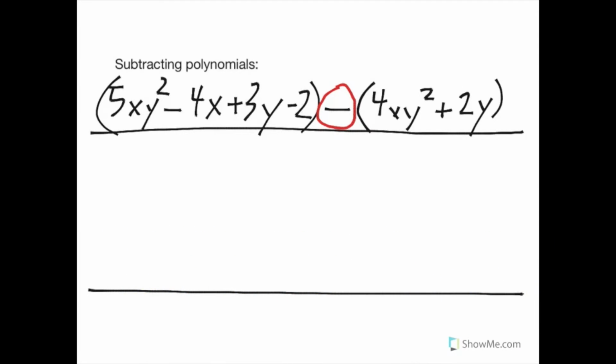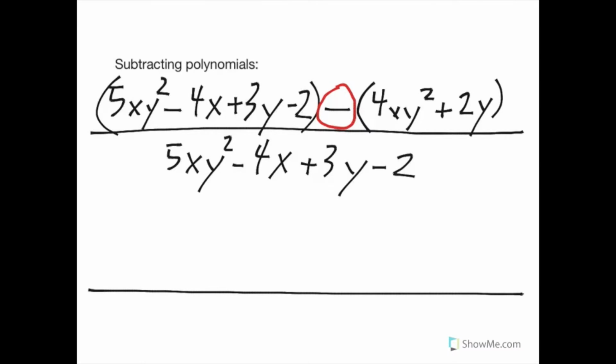So, I'm going to draw another line, and I'm going to set everything up. So I got 5xy squared minus 4x plus 3y minus 2. So, here's where the negative sign becomes very important. The negative sign always changes the signs within the parentheses to the reverse. Okay, so for instance, this sign, right, with this 4 is a positive. Okay, but now that there's a negative there, it's going to change to negative. So it's going to become -4xy squared. And this sign is a positive. So that sign is going to become -2y.